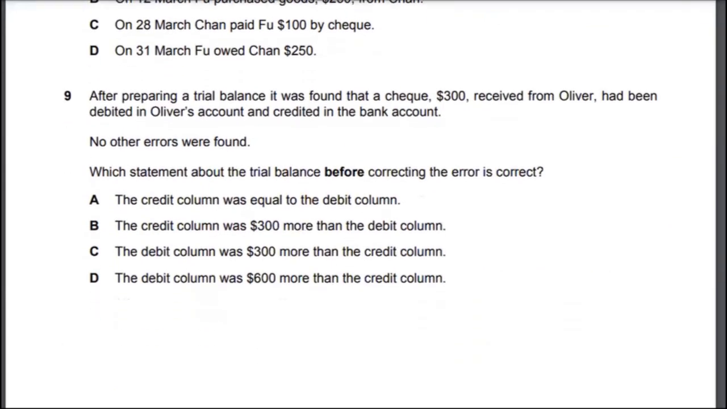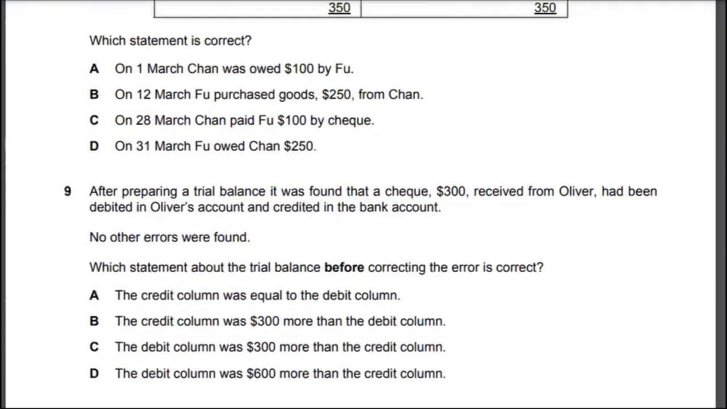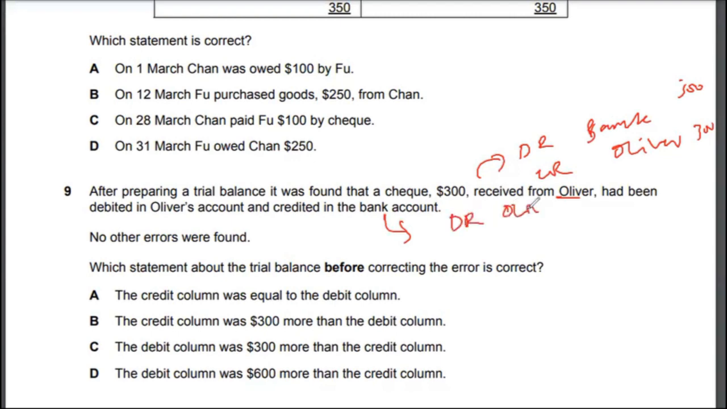Let's look at multiple choice 9. After preparing a trial balance, it was found that a check $300 received from Oliver had been debited in Oliver's account and credited in the bank account. So understand what would be the correct entry for this transaction first. It would be debit bank and credit Oliver, 300. But what instead was done was this: we debit Oliver and credit bank.